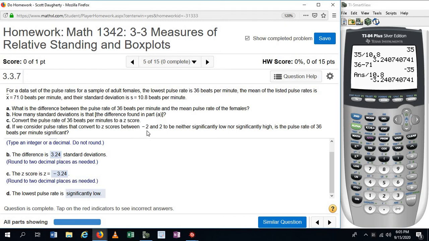Now this is pretty typical. Usually z-scores between negative 2 and 2 are considered to be somewhat normal. We call them normal. And anything outside of that range is considered to be either significantly low or significantly high, depending on whether it's below negative 2 or above 2. So in this case, this z-score for this particular x value of 36 would be considered significantly low because it's below negative 2.